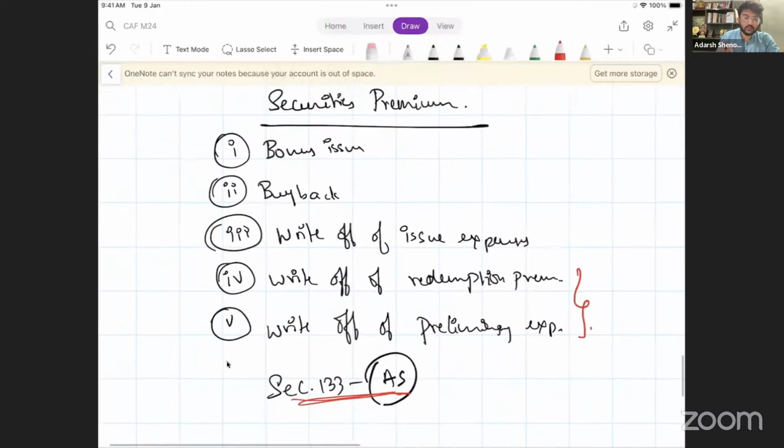So if section 133 is applicable, so section 133, to whom is it applicable? Section 133 is applicable to all the entities which are profit motive.